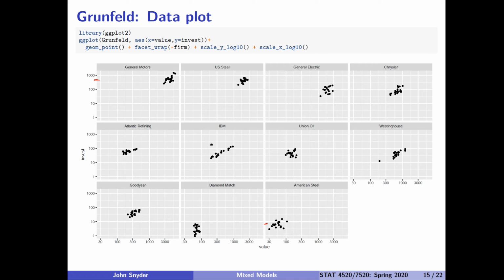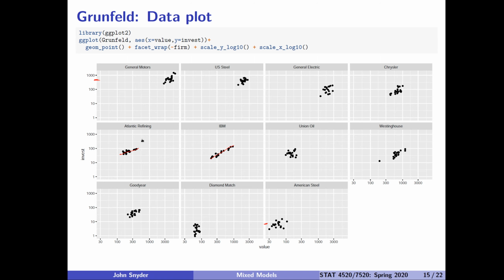You can also note that the relationship between value and investments differs between them. We're not accounting for that right now; we just have our random intercept in the model I showed you on the previous slide. IBM looks like this. Atlantic Refining doesn't have quite as strong a relationship between value and investments; you can see that slope is not as strong. We'll see what this implies for the model we've selected in a moment.